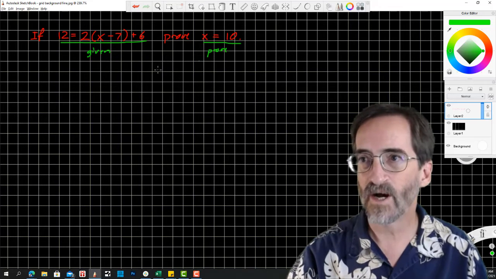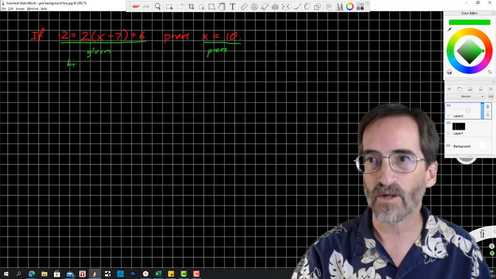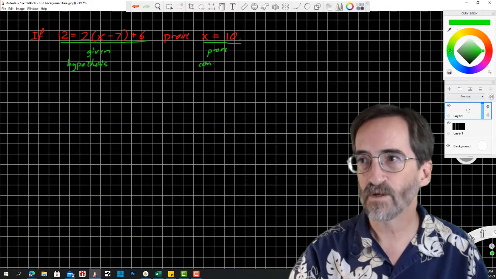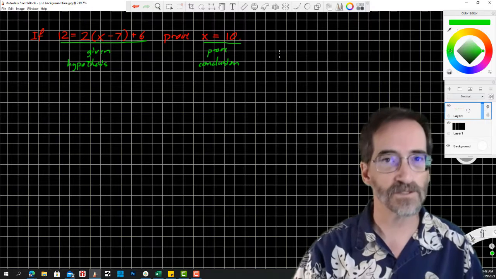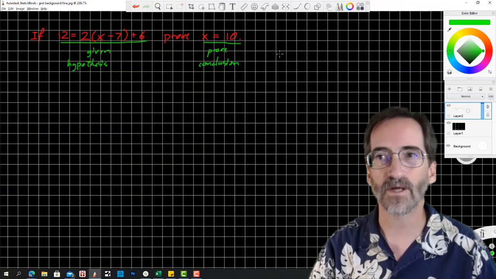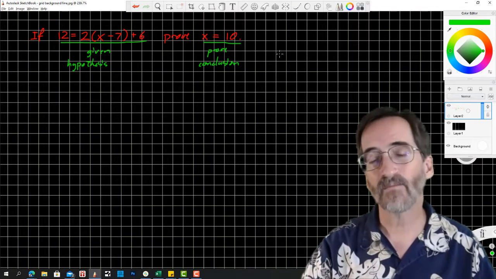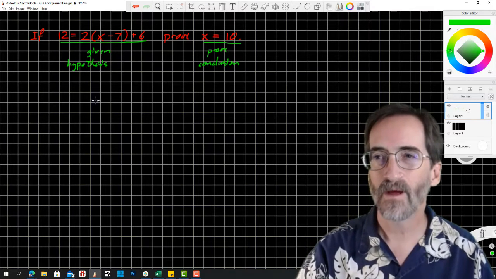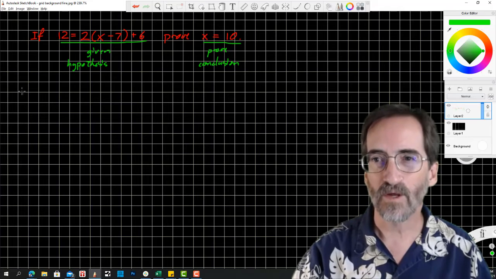You may recognize the given as what we call in a conditional statement the hypothesis, and the prove as the conclusion. Okay, in fact, if we were proving a conditional statement, that's exactly what we're doing. We're given the hypothesis, we're proving that the conclusion must follow. Okay, so we're going to start with the given.